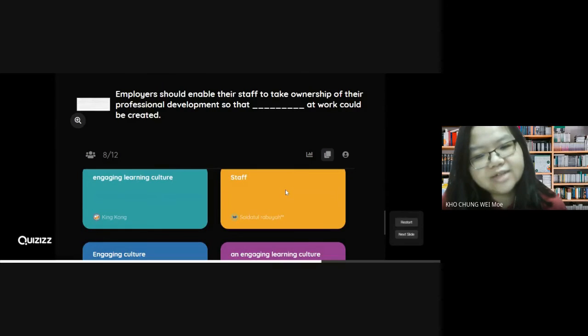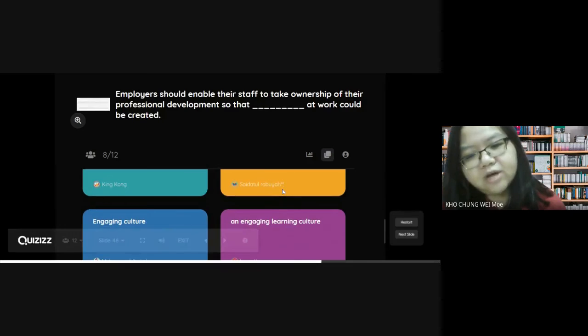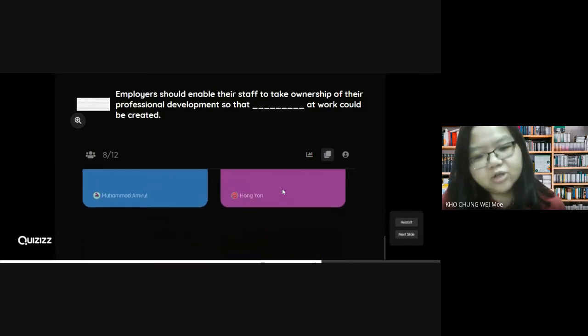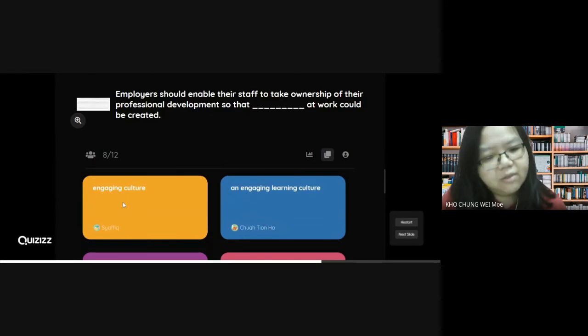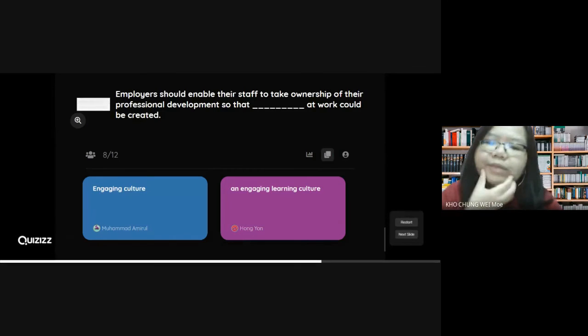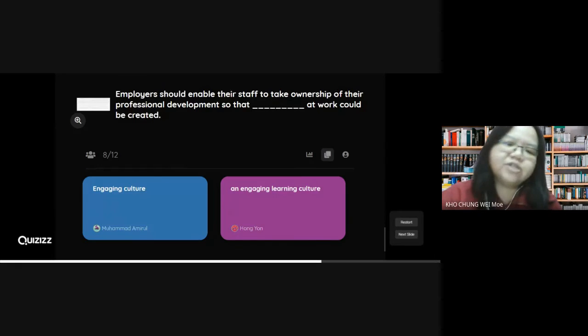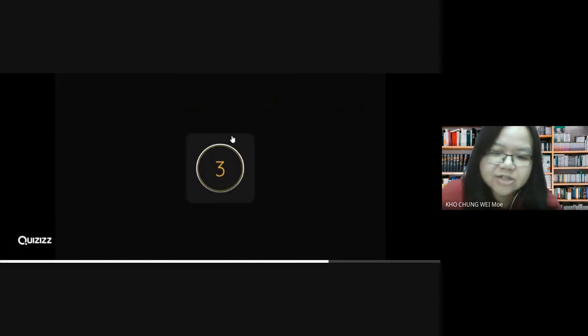Rabuya, so that staff at work could be created. Staff are already at work. We are talking about the engaging learning culture. Engaging culture at work, Mamiro, I think you have the same problem as Shafiq. What culture? Okay, so it's not complete. Engaging culture, it could be what? Engaging eating culture, engaging talking culture, engaging communication culture. What culture are we talking about? Right, so the word learning, engaging learning culture must be there. Okay, so let's move on to the vocabulary section.